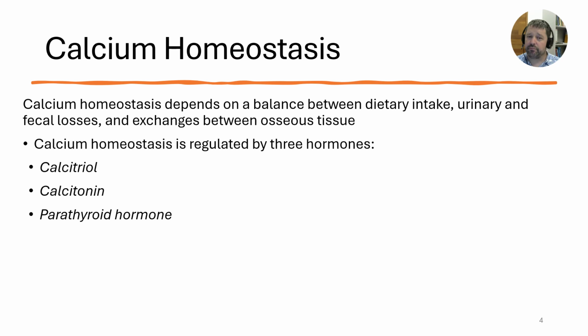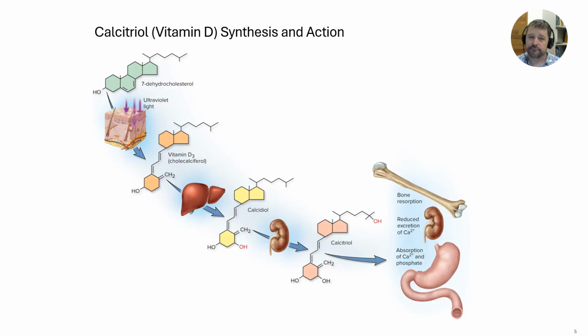Okay, there are three main hormones that are associated with this homeostasis. Okay, calcitriol, calcitonin, okay, and the parathyroid hormone. Okay, all of which have different ways to regulate calcium homeostasis. Some which only react to when calcium's high, and others that only react to when calcium is low. Okay, so we're going to go through each one of these and kind of talk about how they work.